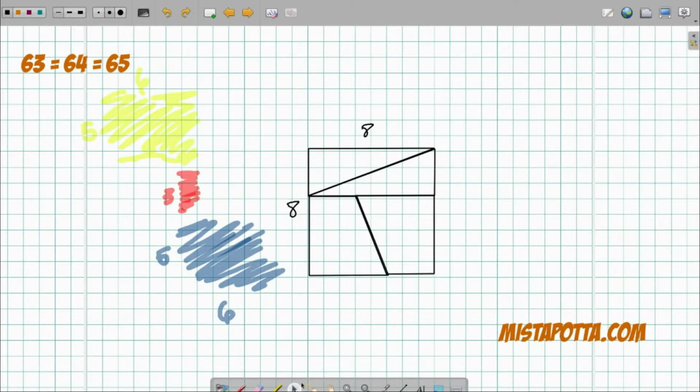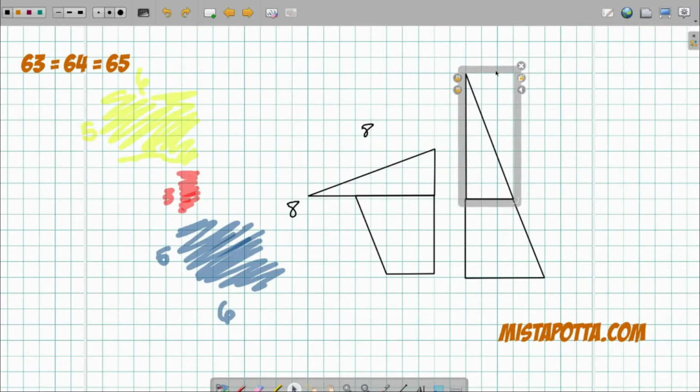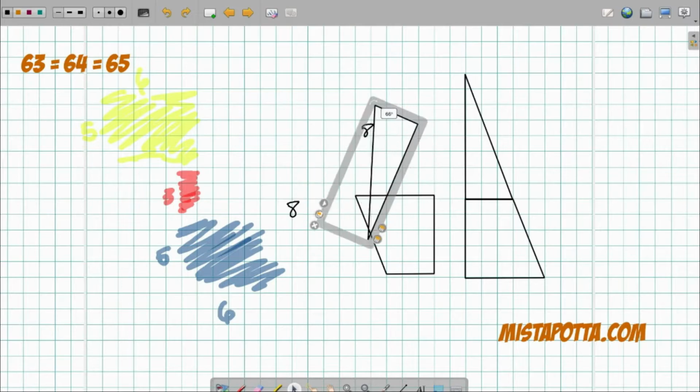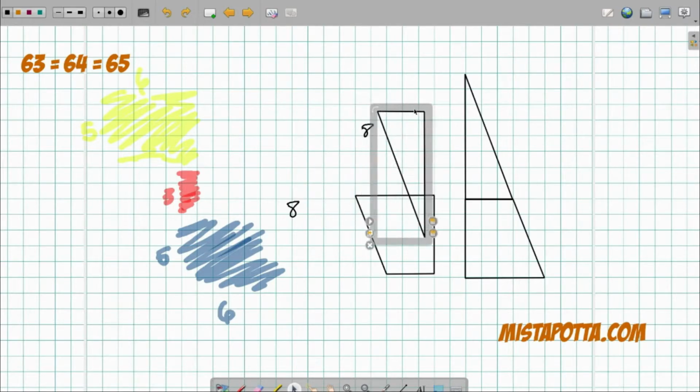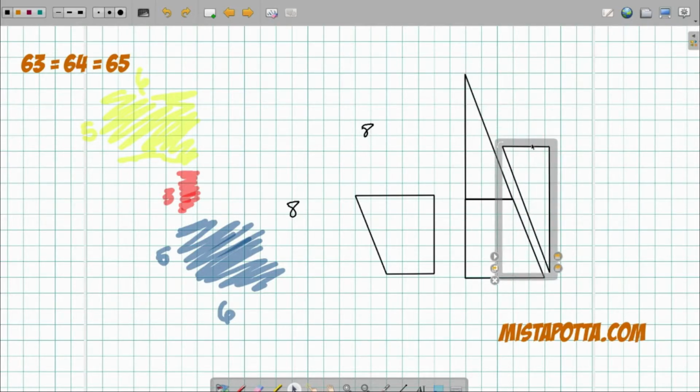Well, now I'm going to arrange them again once more. I'm going to put this one over here. And I'm going to take this shape and I'm going to rotate it and move it right here. I'm going to take this shape, rotate it, and move it over here.